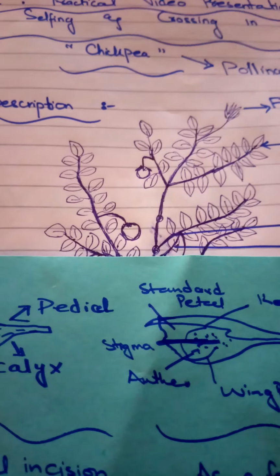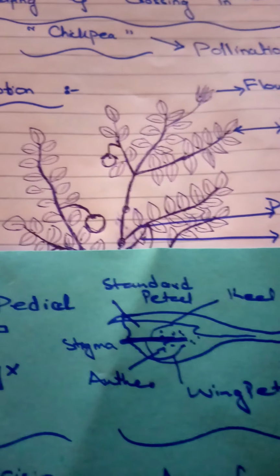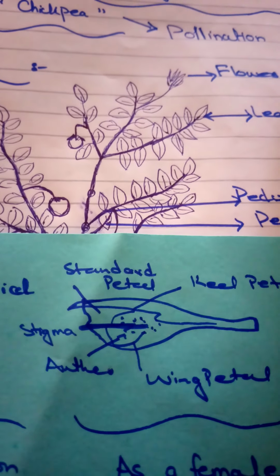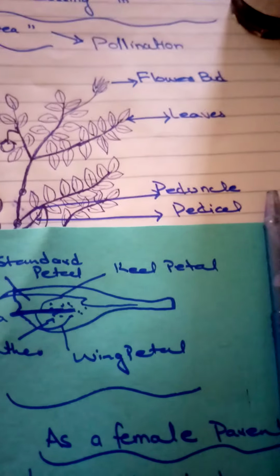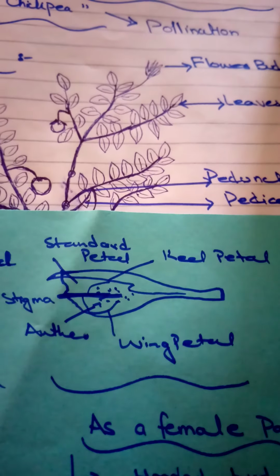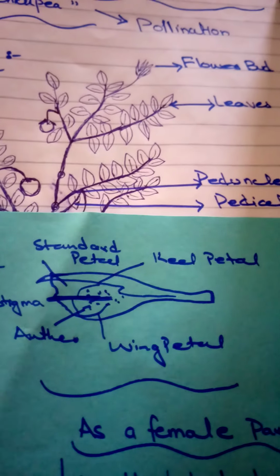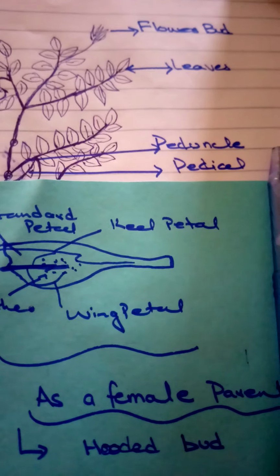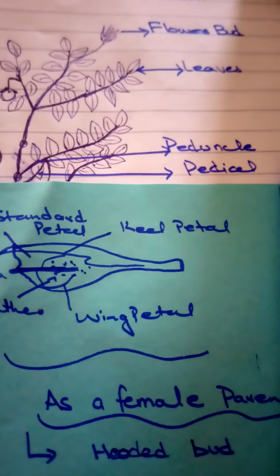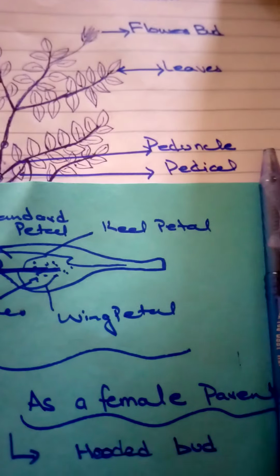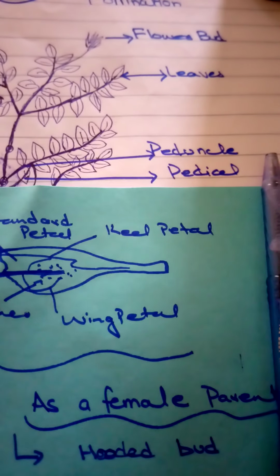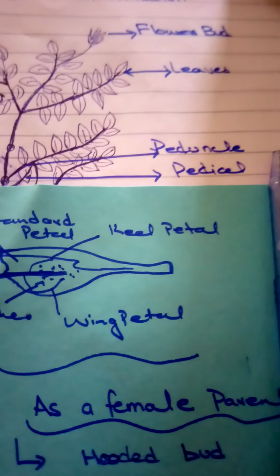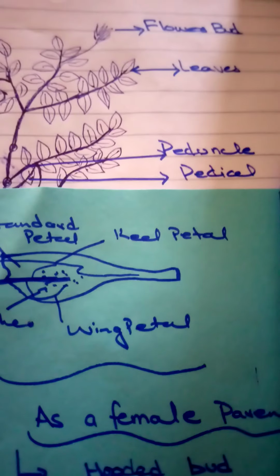How can you do cross pollination? There are 2 things which are important to know before doing cross pollination. First, the bud you are selecting as a female parent should be a hooded bud. And the second thing, the flower you are taking as a male parent should be a half open flower. It shouldn't be a closed bud, because the anthers should be mature, because you have to take the pollen from that flower and insert it into the female part. So that's why it should be a mature flower which you are taking as a male flower.